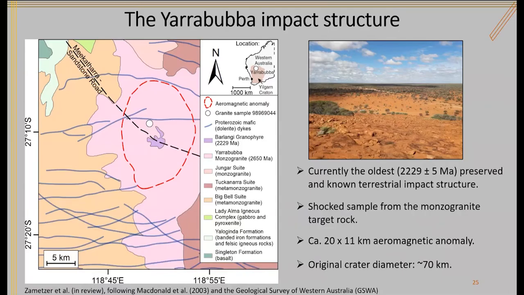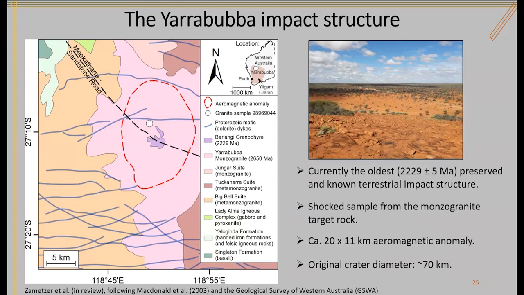This is exactly what we have done in the next chapter. I will give a brief introduction to the Yarrabubba impact structure first, which is currently the oldest known and preserved terrestrial impact structure. It is located in the northern Yilgarn Craton, and it has been dated by Erickson, Timms and others in 2020 at a Paleoproterozoic age, 2229 plus or minus 5 Ma. We are using a shocked sample from the monzogranite target rock. That's quite important. Our sample is not from the melt rock, which is the Barlangi granophyre, shown in purple here on this map. Our sample is from the target rock that has been shocked, but it has not been remelted and recrystallized.